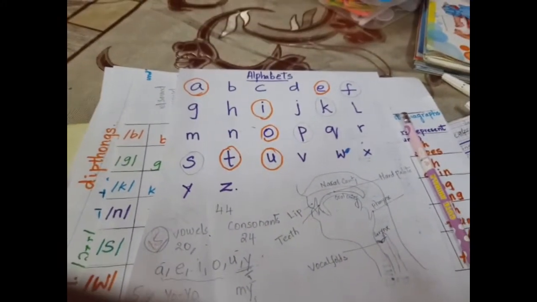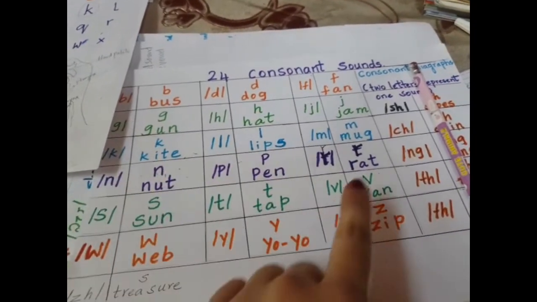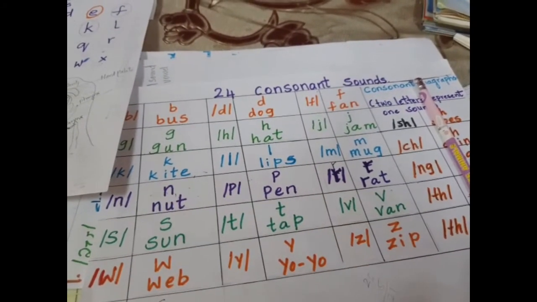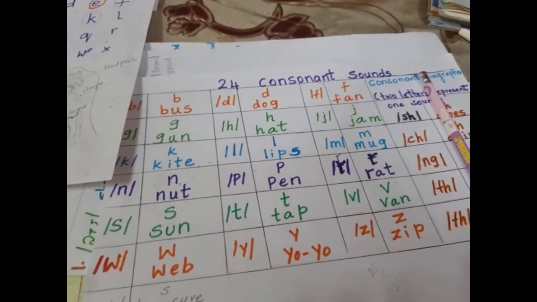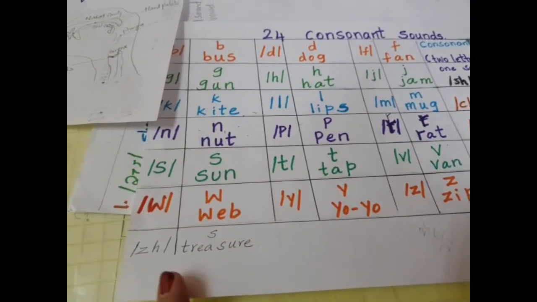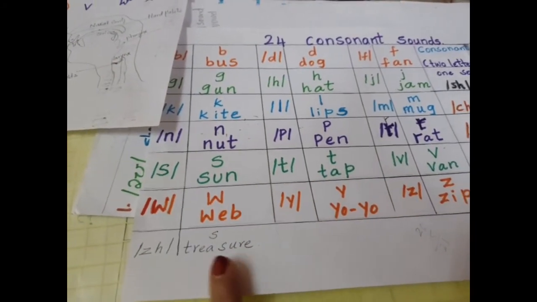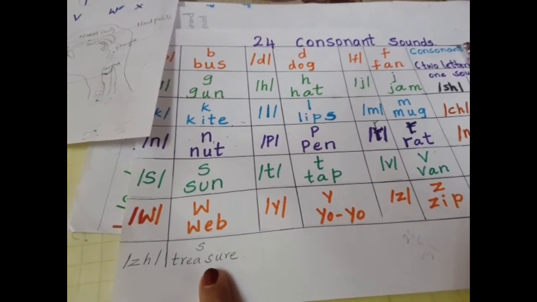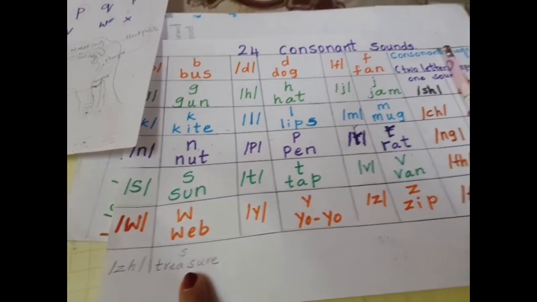Now, apart from that, you have some other consonant sounds. All this you can see here, and I have written some CVC words so your child can easily read them. Z has a sound in treasure, the J sound. For S, the J sound is coming. There is something different.